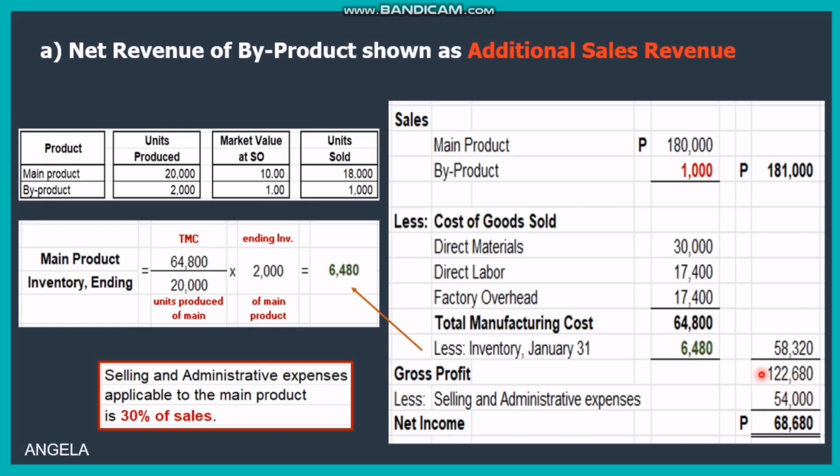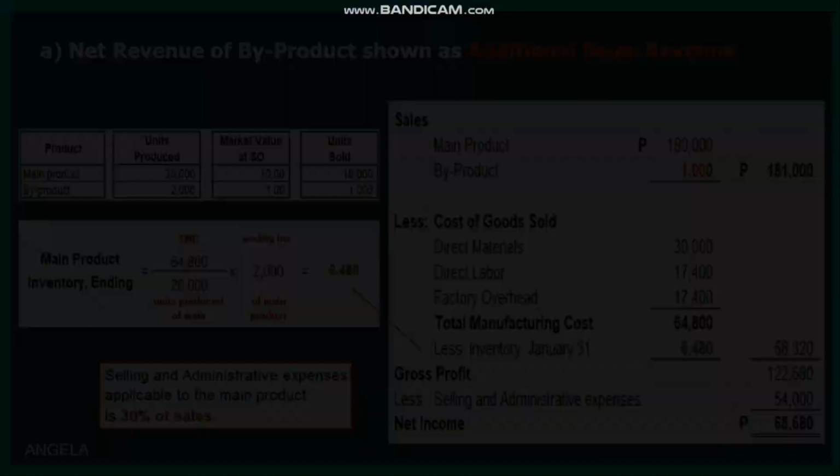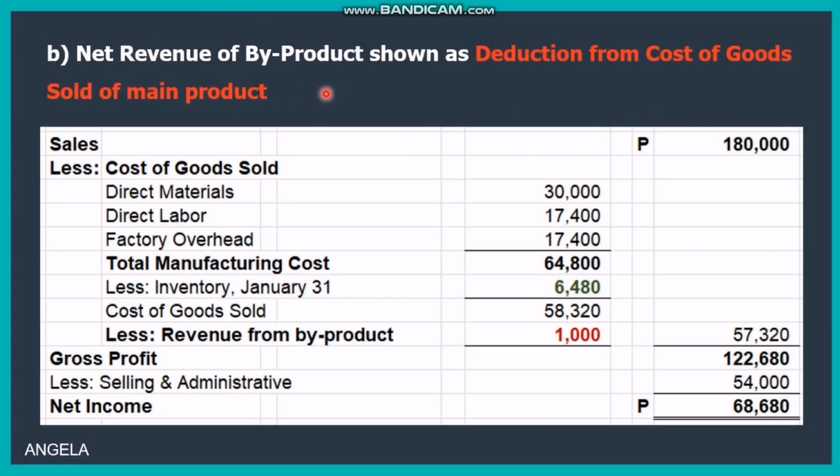So, execute na lang natin. Gross profit, 122,680 minus selling and administrative expenses of 54,000, we will arrive at the net income of 68,680. So, next naman tayong method. Net revenue of byproduct shown as deduction from cost of goods sold of main product. So, magpapakita na daw po yung net revenue ng byproduct as deduction sa cost of goods sold ng main product.